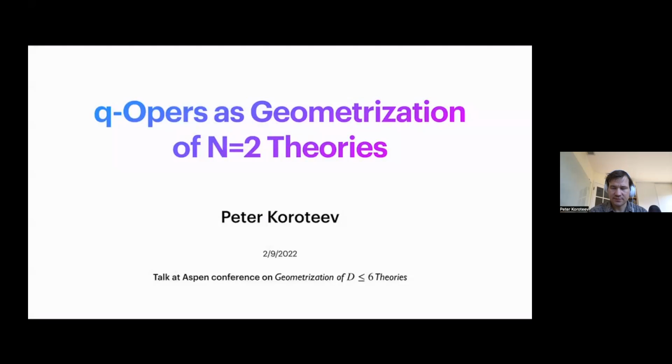Okay, so I'm going to give a second talk. I'm recycling the talk which I gave in Aspen a couple of weeks ago. It's about integrability, so integrable systems and connections to representation theory. It has a somewhat physics title, but it's essentially going to be a math talk: q-Opers as geometrization of N=2 theories.